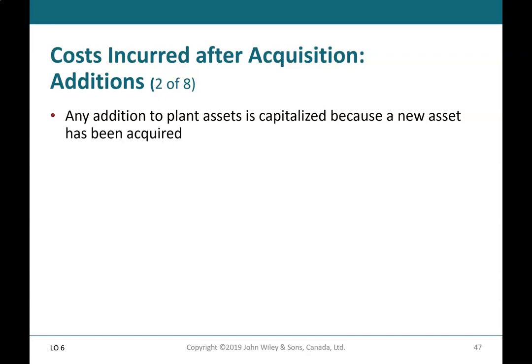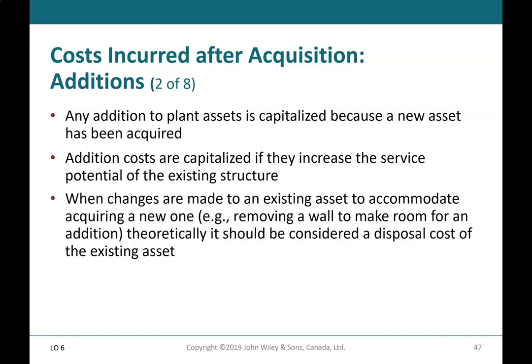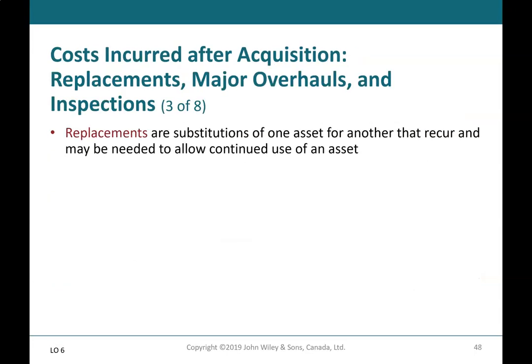Costs incurred after acquisition, additions, 2 of 8. Any addition to plant assets is capitalized because a new asset has been acquired. Addition costs are capitalized if they increase the service potential of the existing structure. When changes are made to an existing asset to accommodate acquiring a new one, for example, removing a wall to make room for an addition, theoretically it should be considered a disposal cost of the existing asset. If the change is a minor part of the cost of the old asset, most companies would keep the carrying amount of the old asset and include the cost of the change, removing a wall, in the cost of the new asset.